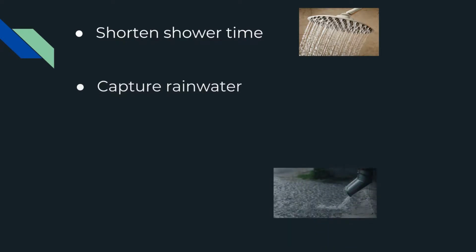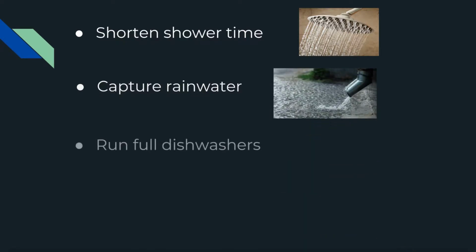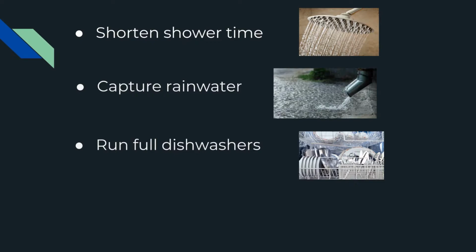One way to save water around the house is to shorten shower time. Taking a 4-minute shower uses about 20 to 40 gallons of water. Capturing rainwater and utilizing it is a very efficient way to not run the hose or faucet as much. Running the dishwasher when it is not full can waste gallons and gallons of water. Only run the dishwasher when it is full.